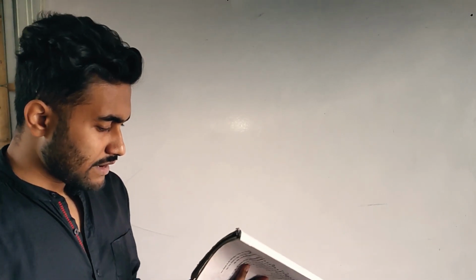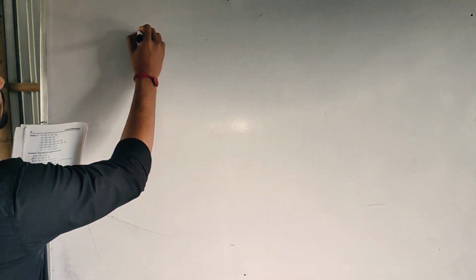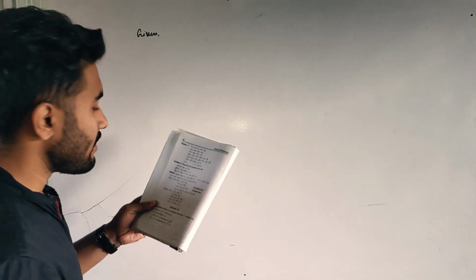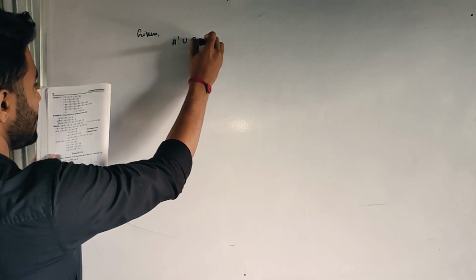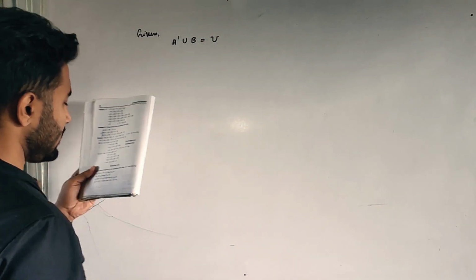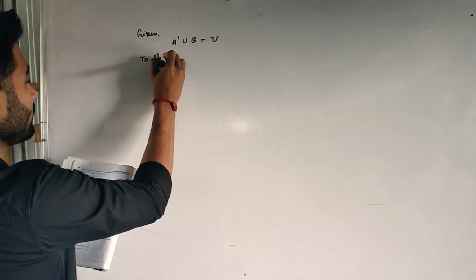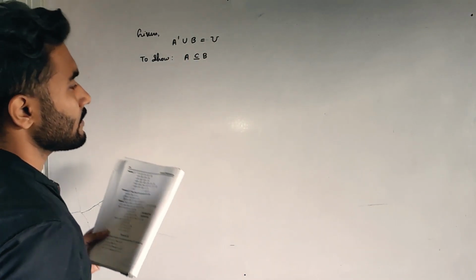Question number 1, part A. So what is the first question? If A complement union B is equal to U, then we have to show that A is a subset of B. Okay. So given, the if part is our given part. So if A complement union B is equal to the universal set U is given, we have to show that A is a subset of B.